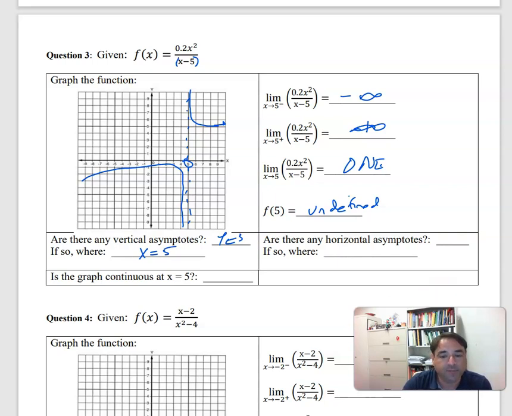Now for horizontal asymptotes, if you look at the degree of the numerator, it is 2. The degree of the denominator is 1. Since the degree of the numerator is larger than the denominator, there are no horizontal asymptotes. So we don't have to worry about that.